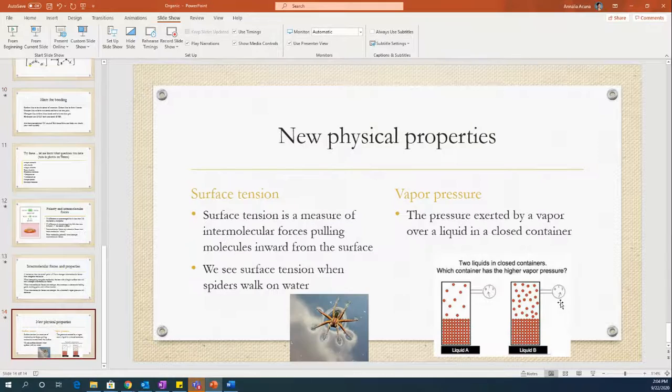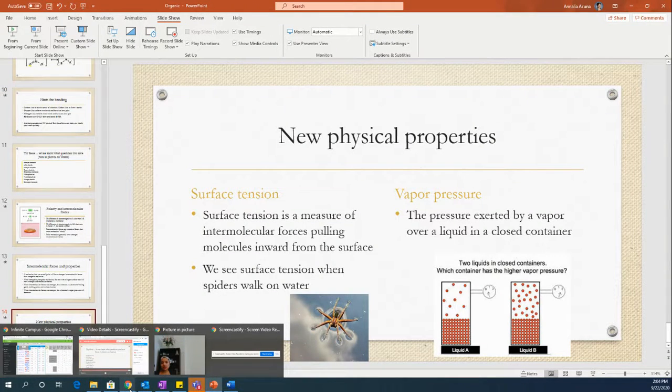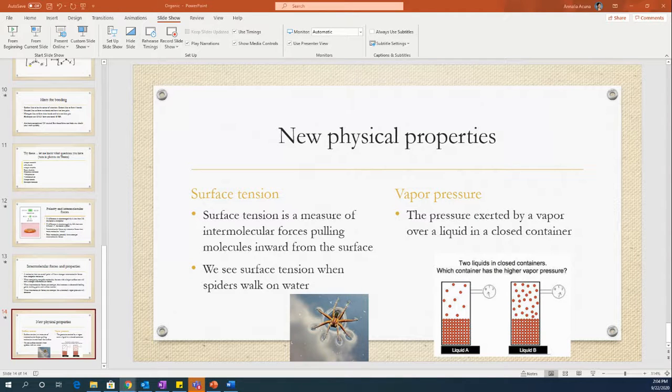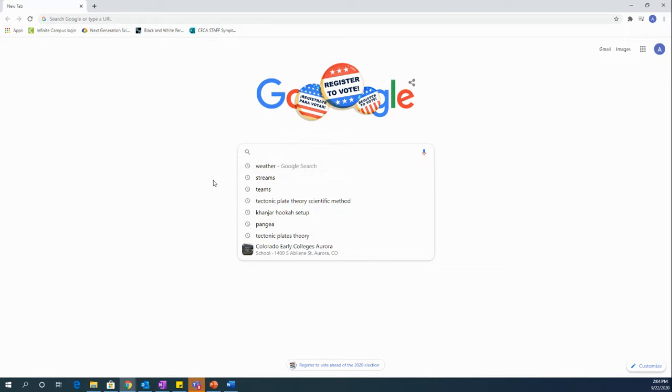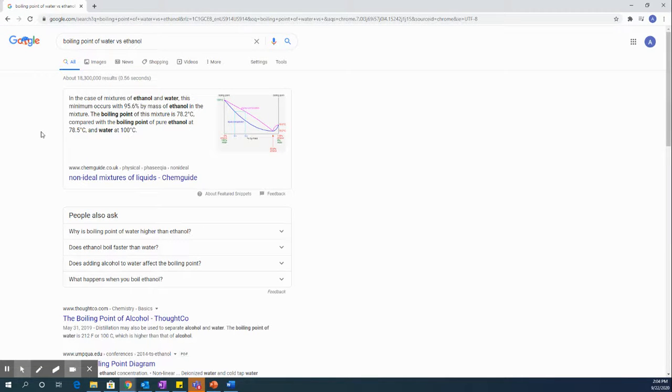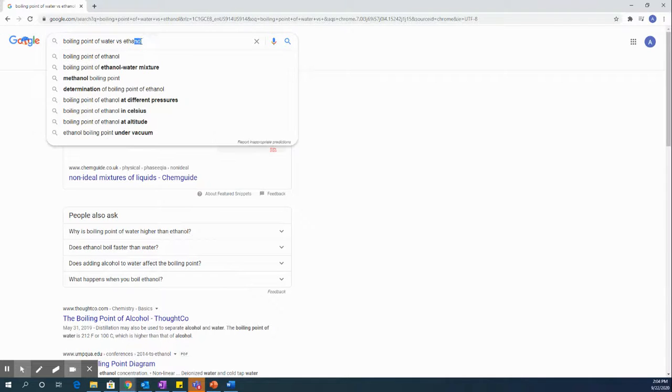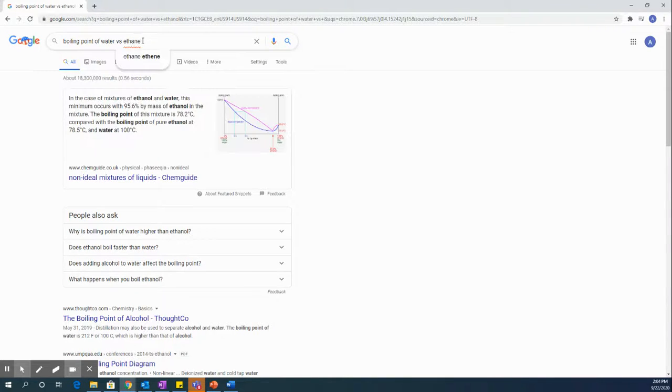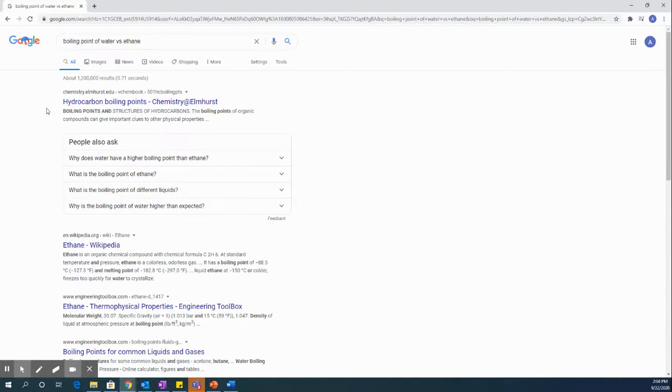Really quick, I just want to show you what I mean. I did not remember to include this in the PowerPoint, but it's worth it to show. I'm going to look up the boiling point of water versus, let's go with ethanol. Wait, no, ethanol is polar. So I want something non-polar. Let's say ethane. That's non-polar. You wouldn't need to know this.